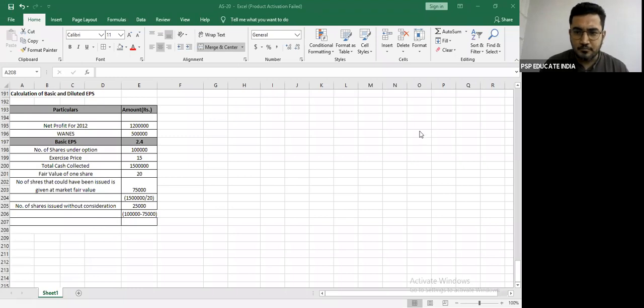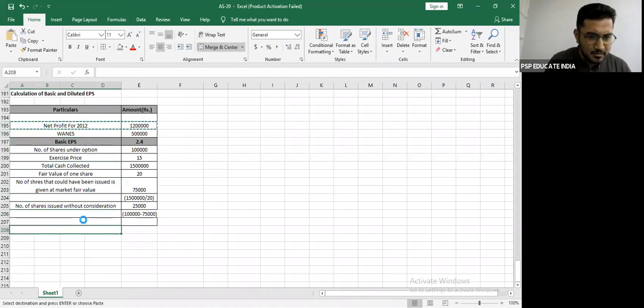So you have over here shares issued without consideration. Let's finish off this question first. So now let's calculate diluted EPS. Your net profit is how much in the question? 12 lakhs. So that will remain 12 lakhs.